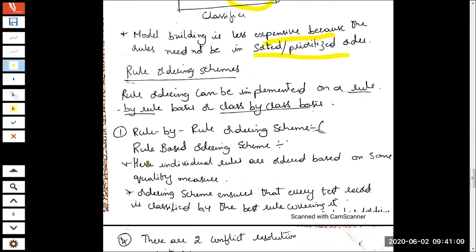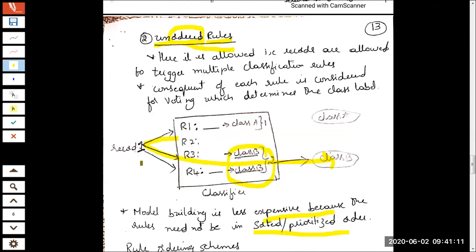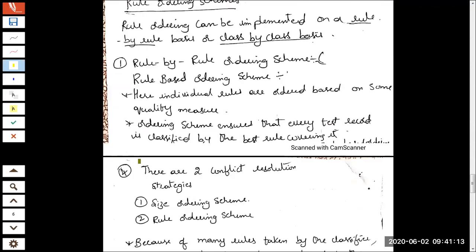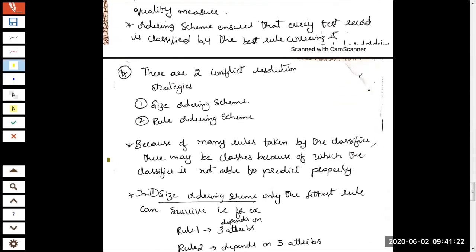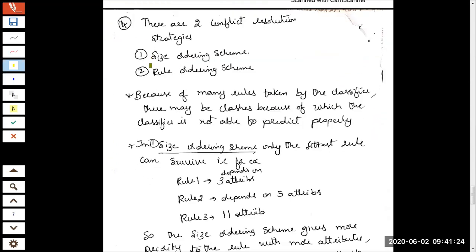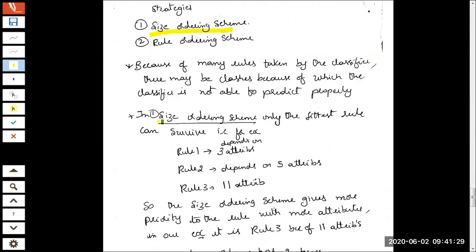Next, we will see rule ordering. Further ways of ordering rules: we have a few more ways of ordering the rules. What is that, we will see. One is size ordering. What is size ordering? As the name indicates, the size here is the number of attributes. We understood each rule will have a collection of attributes.